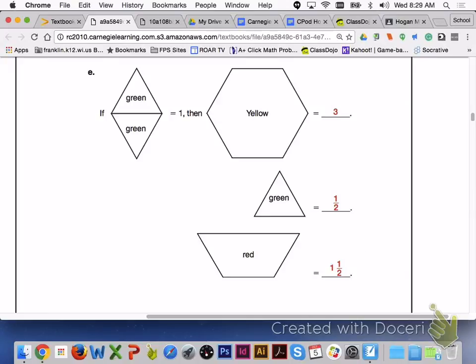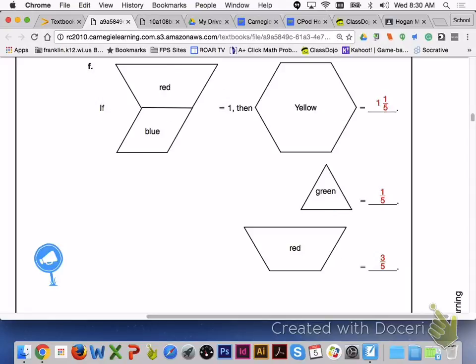Number 2, letter E, if two triangles are equal to one whole, then a hexagon would be equal to 3, a triangle equal to 1/2, and a trapezoid equal to 1/2. Number 2, letter F, if a trapezoid and rhombus is equal to one whole, then a hexagon would be equal to 1 1/5, a triangle equal to 1/5, and a trapezoid equal to 3/5.